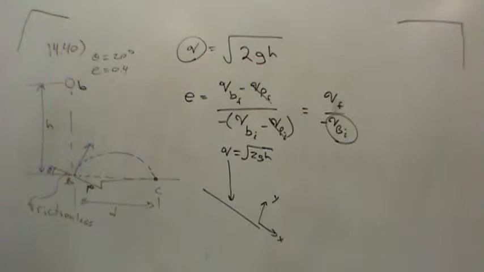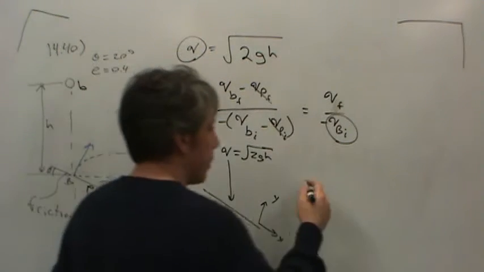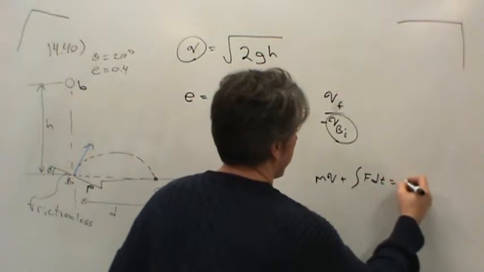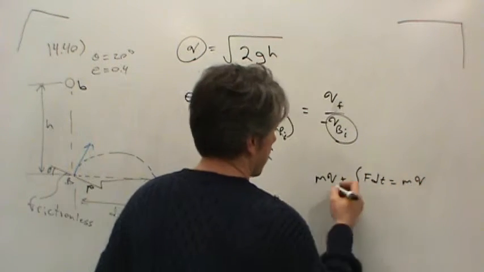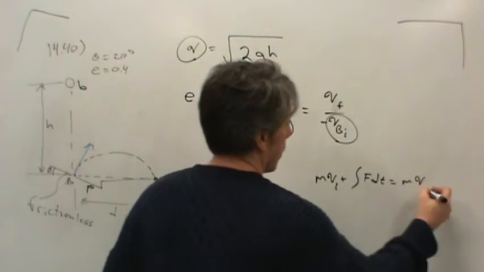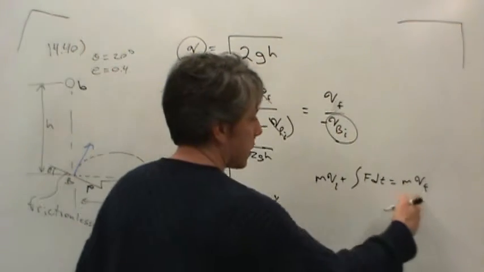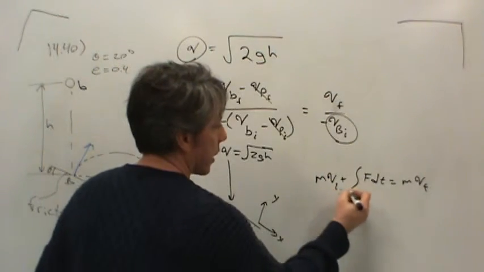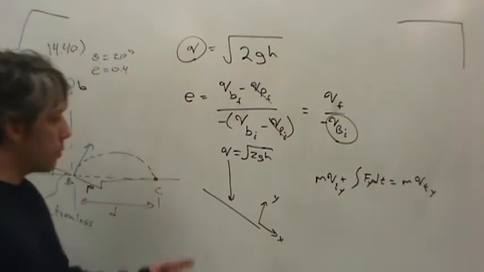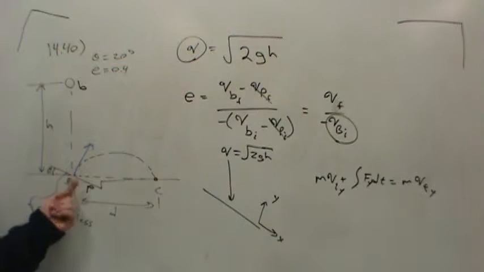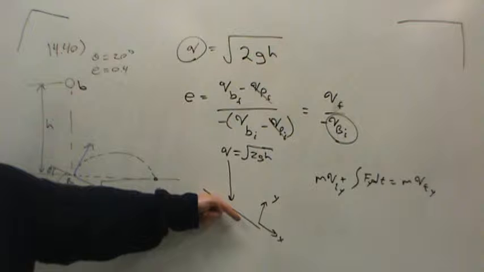Now, remember that when we talk about impulse, we write the impulse momentum equation as mv plus integral force over time equals mv. This is before, so initial. This is after, final. We have to write this in a direction, right? The only direction that makes any sense here is the y direction. Why? Because this plate cannot apply any impulsive force except in the y direction. We've already said that. It can't apply any friction.